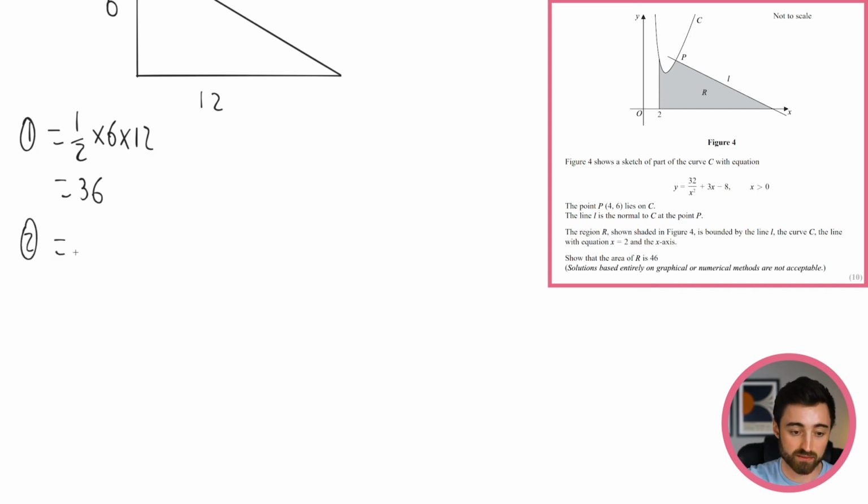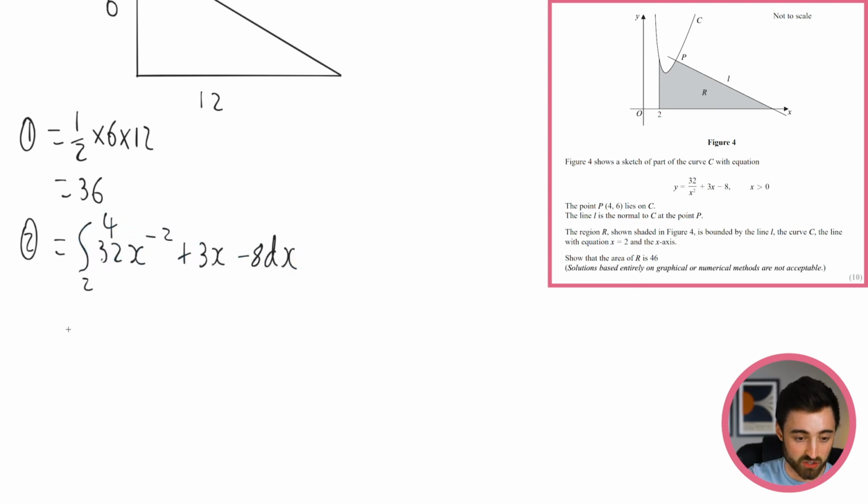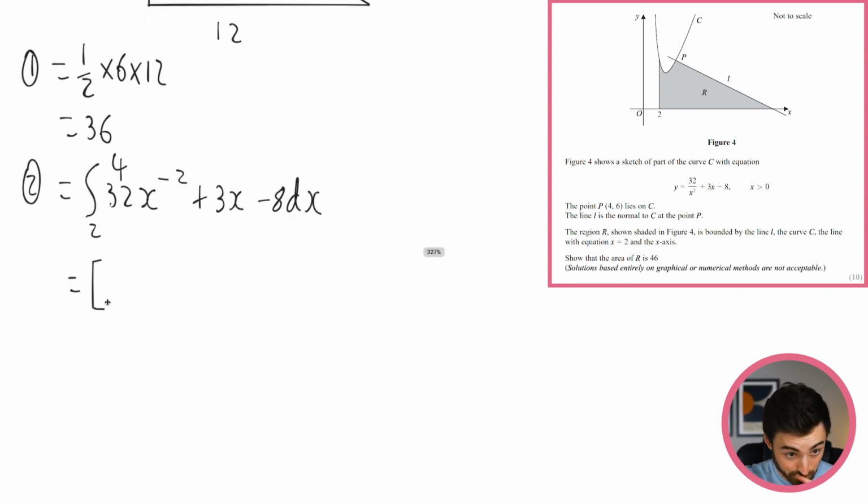So area 2 is going to be the integral between 2 and 4 of the curve C. The way I wrote it back then when I was differentiating it is going to be useful here as well. So this is plus 3x minus 8. Home stretch, I'm telling you. So let's integrate. This is a definite integral, so I'm going to be writing my square brackets.